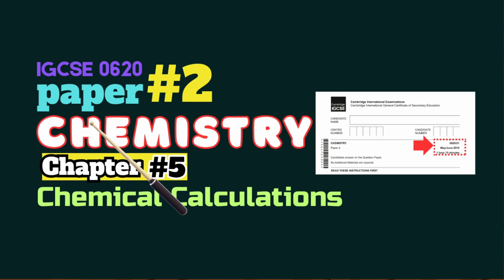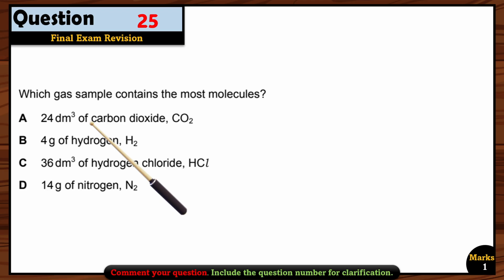Now let's see some examples related to chapter 5, chemical calculations, and see what the common tricks are that you have to remember for this chapter. Question 25. In chapter 5, there are 2 main things that you have to remember. First, the formula of the moles, and second, the Avogadro's constant value, and you should know what Avogadro's constant means.